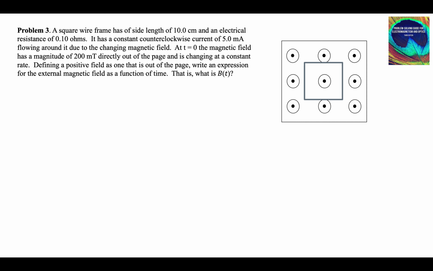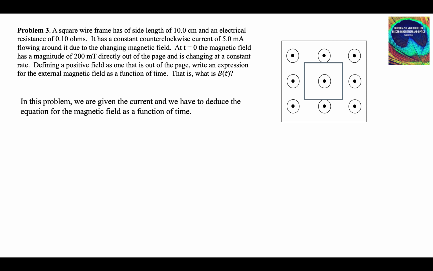Defining a positive field as one that is out of the page, write an expression for the external magnetic field as a function of time. That is, what is B of t? How is this magnetic field changing to produce a current of 5 milliamps counterclockwise?